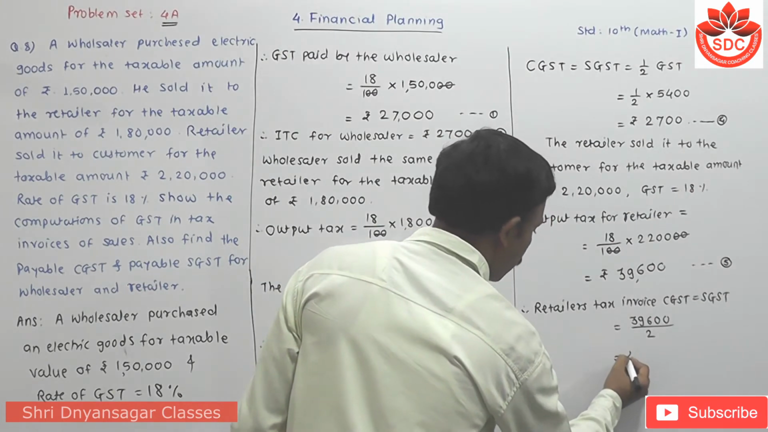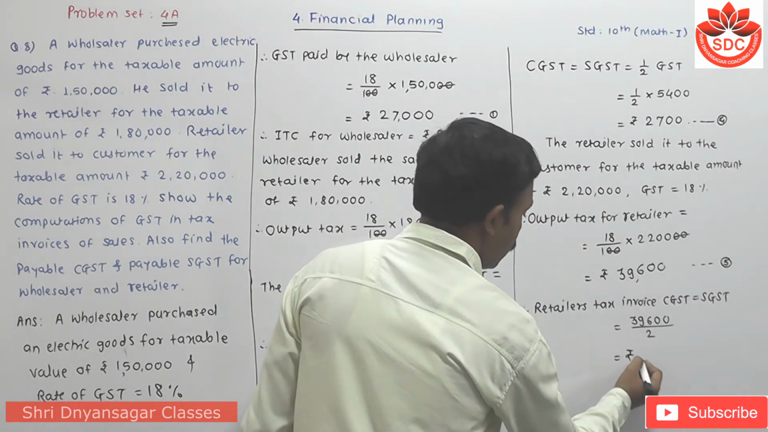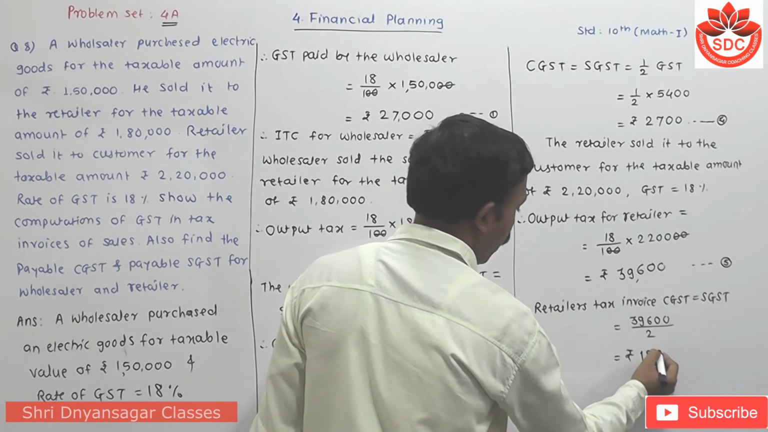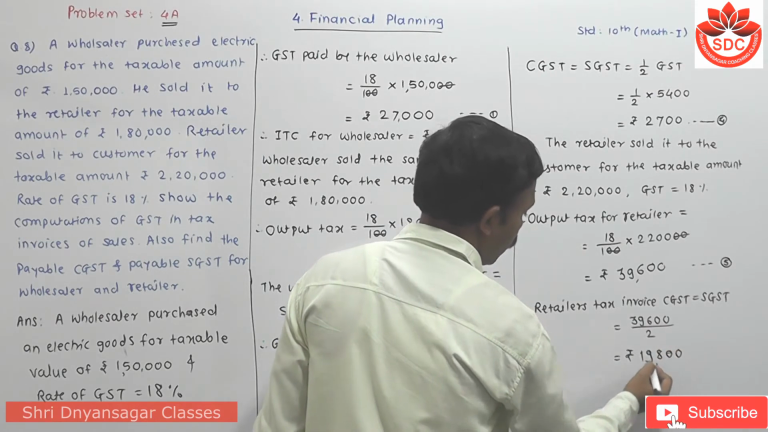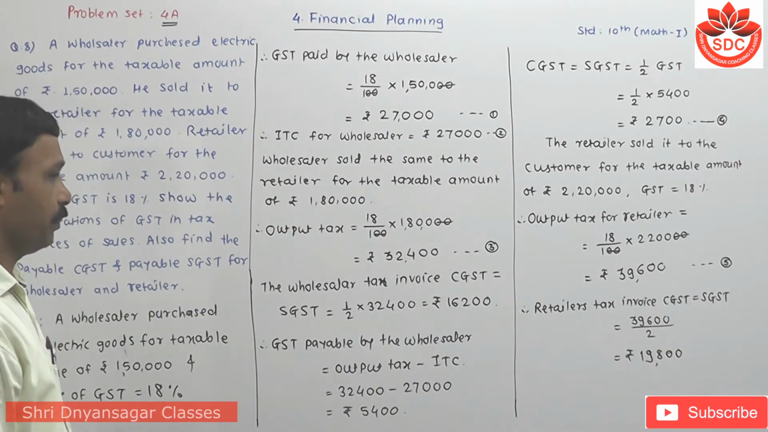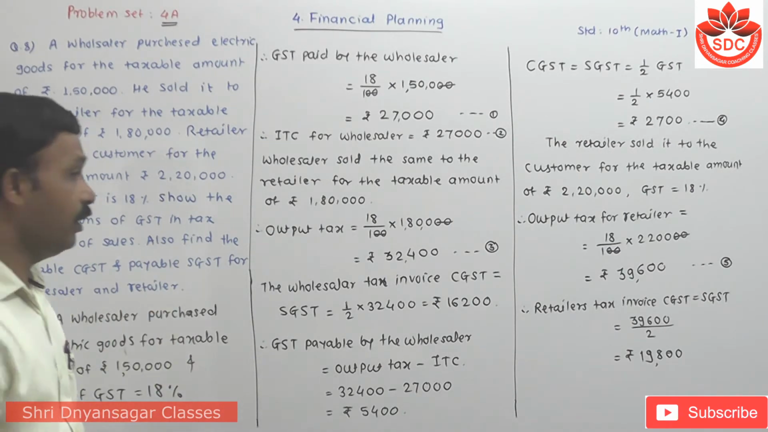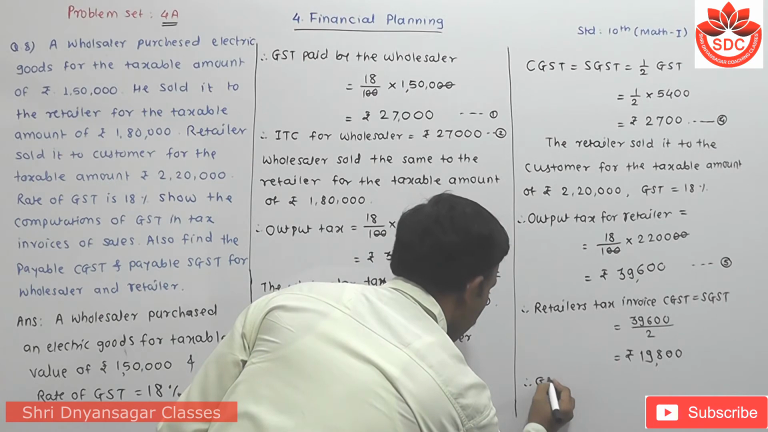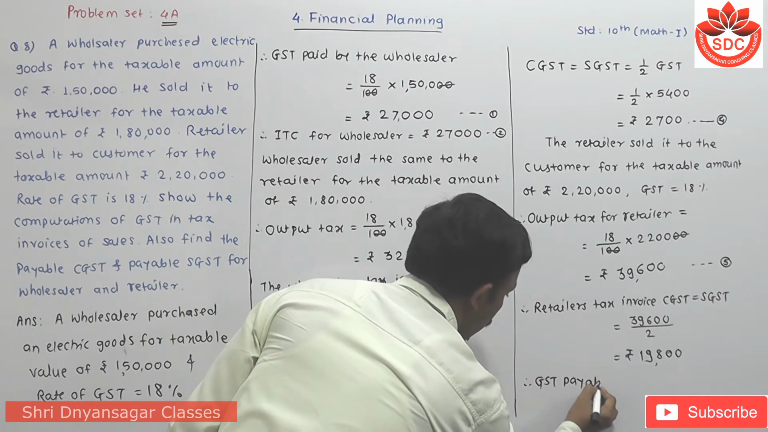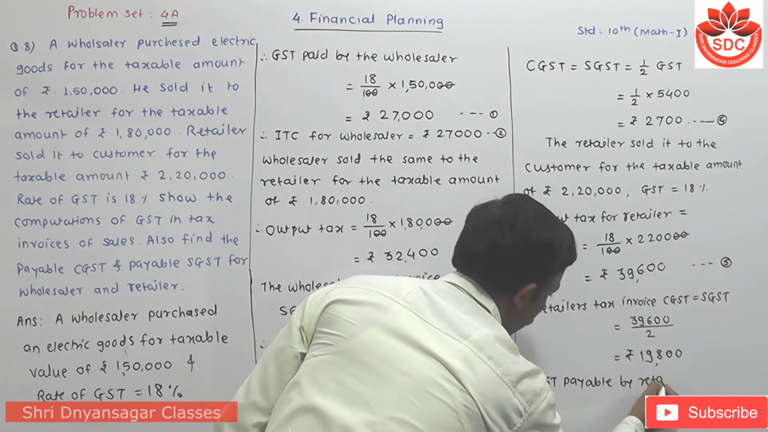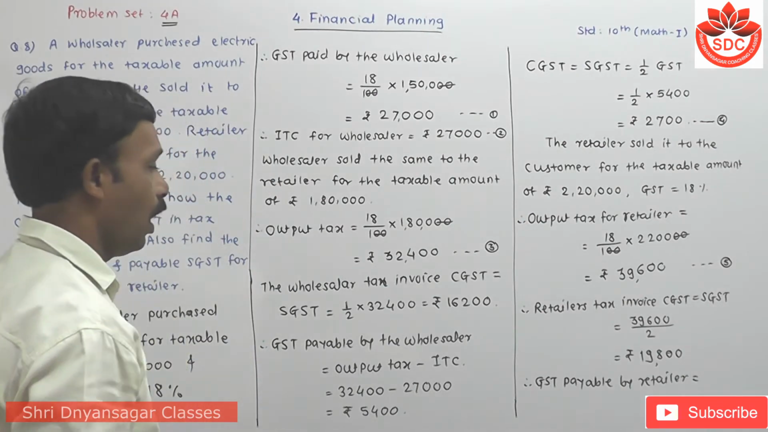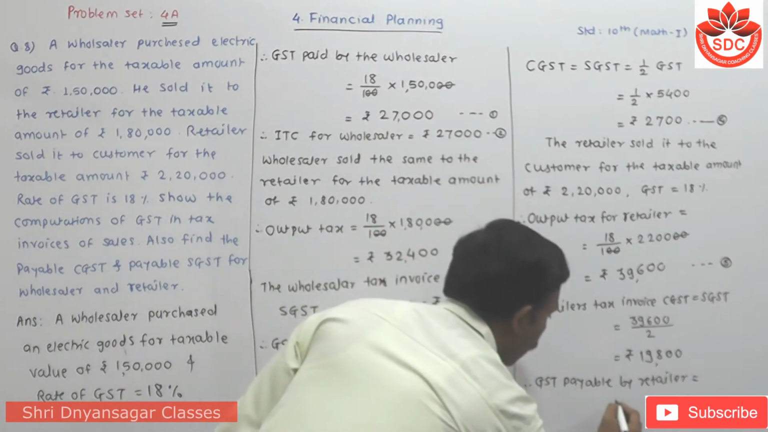Means that this value becomes, here is rupees, 2 1s are 2, 2 9s are 18, 1 carry, 2 8s are 16, and these two zeros. Means that 19,800. Therefore, here we have to find out the GST payable by the retailer. Therefore, GST payable by the retailer is equal to output tax minus ITC.